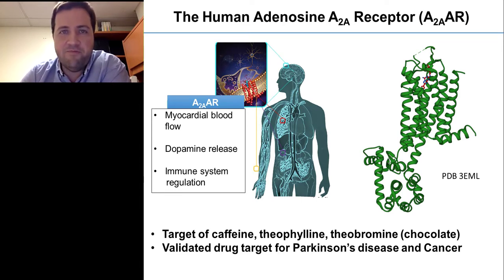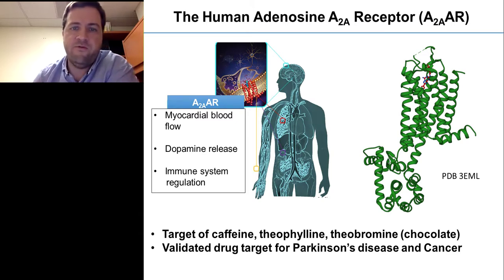In addition to that, it's also responsible for mediating myocardial blood flow, dopamine release, and immune system regulation. It's a validated target for treating Parkinson's disease, and it's currently being explored by different companies as a cancer co-immunotherapy target as well. So it's really important for human health and disease.